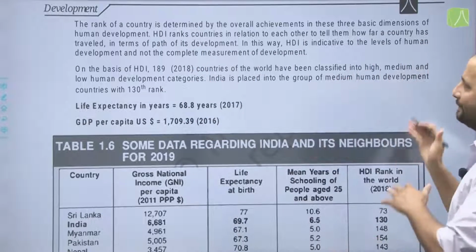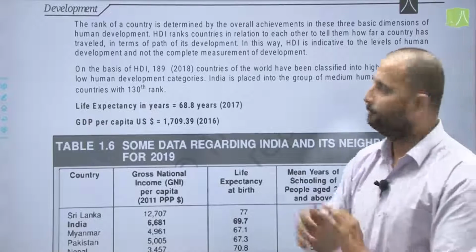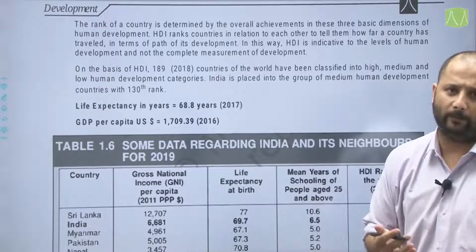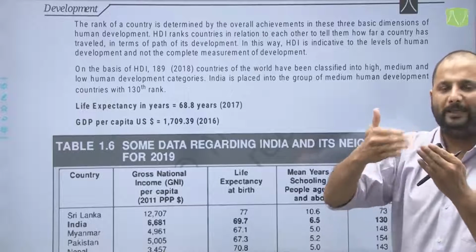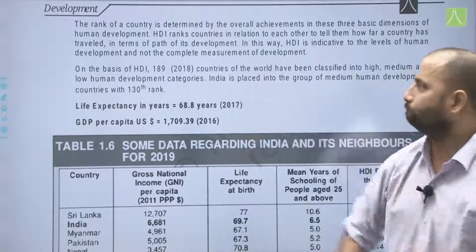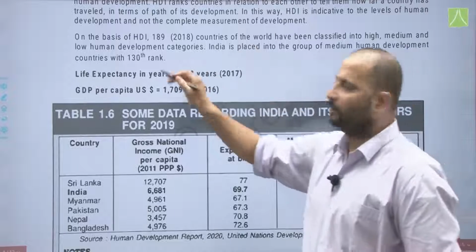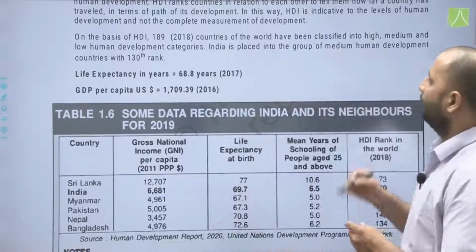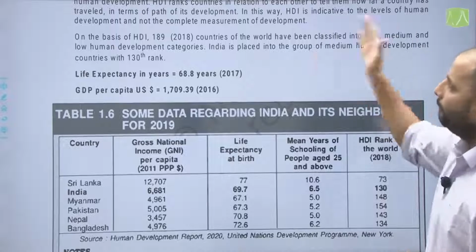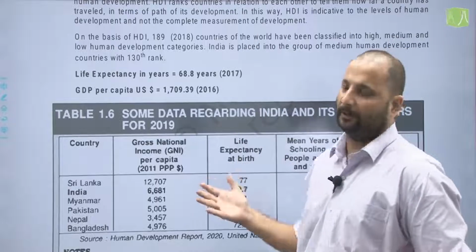In this way, HDI is indicative of the levels of human development and not a complete measure of development, because again, this is a continuous progress. On the basis of the Human Development Index, 189 countries of the world, according to 2018, have been classified into high, medium and low human development categories.